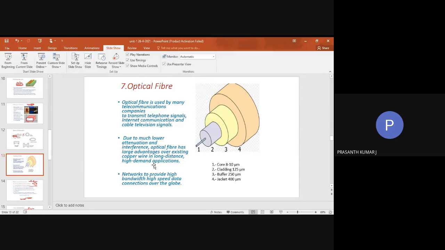Now the government is planning to give internet connectivity to all the villages. So how is it possible? It is possible only through optical fiber network.